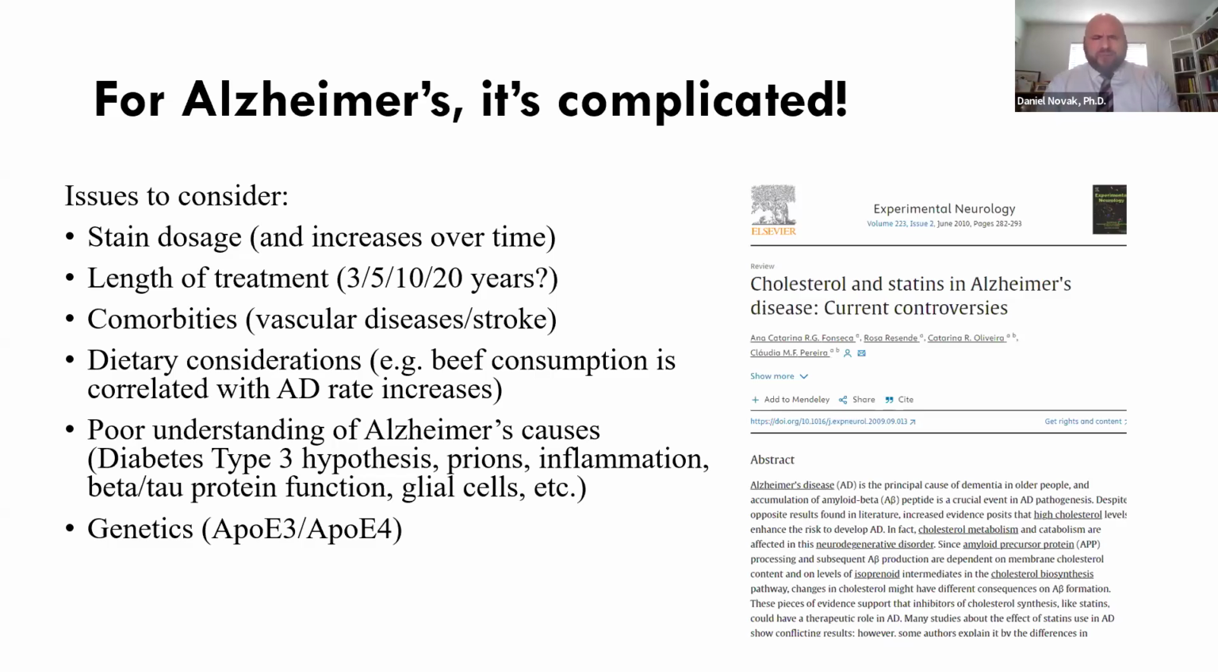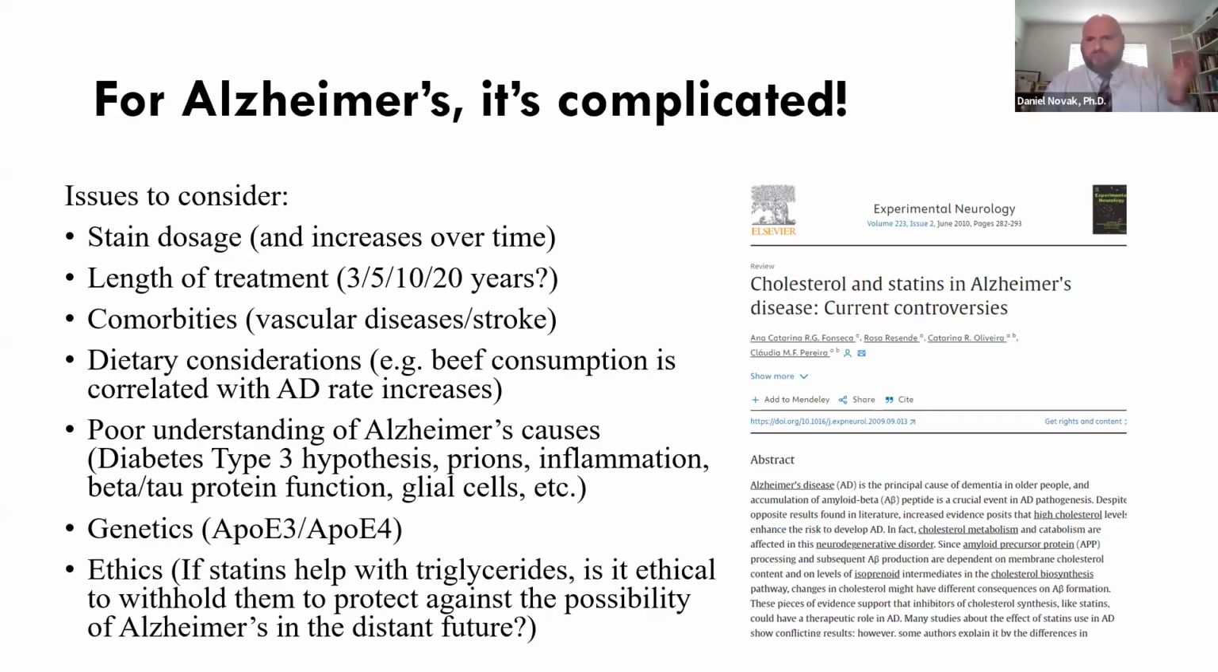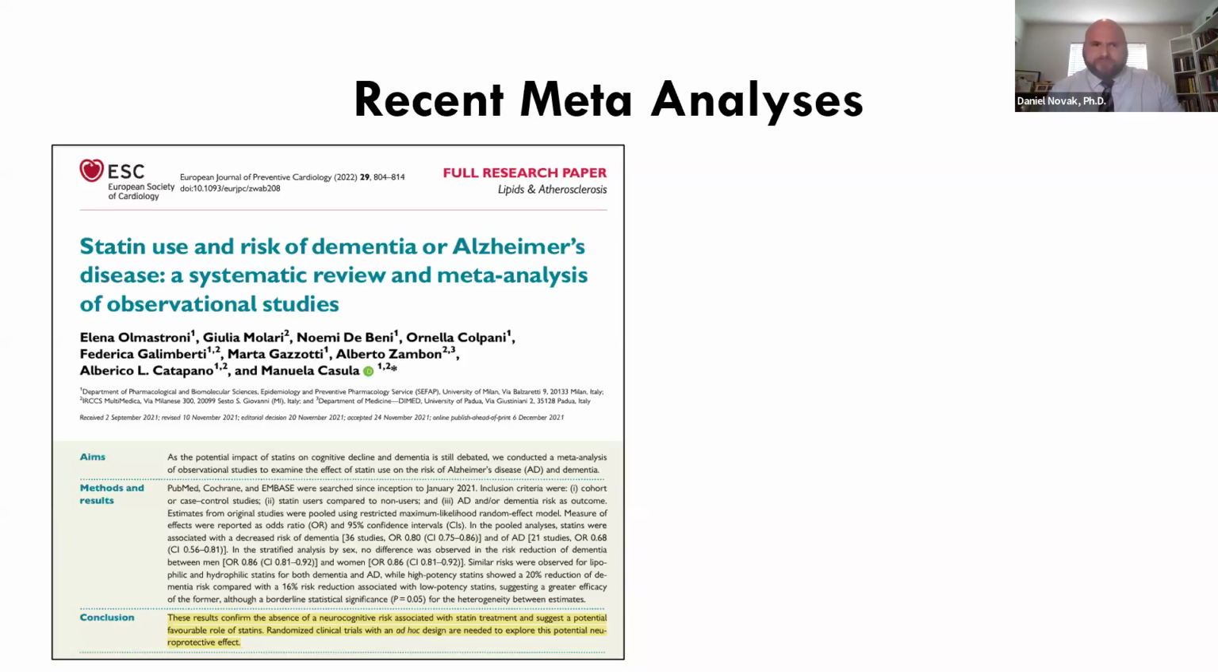ApoE3 and 4, right? People have 3 or 4 copies of this gene. They have increased rates regardless of what drugs they're prescribed. And there's also an ethical dimension, right? If statins help with triglycerides, which can help to prevent long-term arterial claudication and all sorts of issues like that in heart health and cardiovascular health, is it ethical to withhold them to protect against the possibility of Alzheimer's in the distant future? That's something that is very difficult to test empirically, but it is something that is, for bioethicists out here, potentially very interesting.